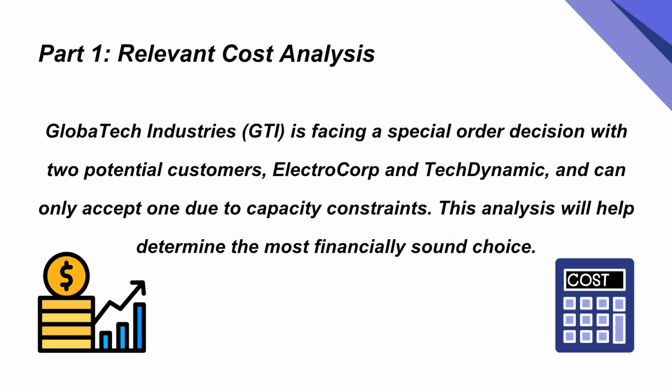The first challenge for GTI is to choose between two special orders from two different customers, Electrocorp and Tech Dynamic. Since GTI has capacity constraint, it can only accept one. To make the decision, we will use a relevant cost analysis which focuses only on the costs that change between the two options.